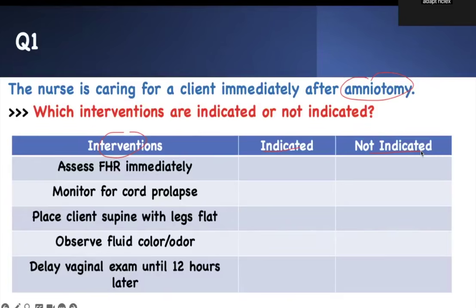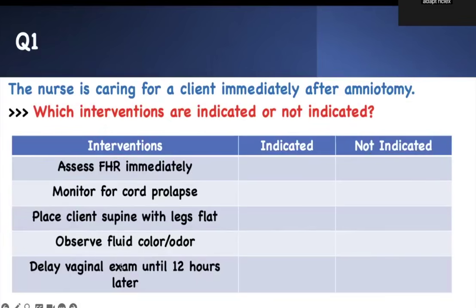The concept is that every time you break the water, the cord may prolapse. If it prolapses, what do you think? That is the first keyword to answer the question. Should you assess fetal heart rate immediately? Should you monitor for cord prolapse? Should you place the client in the supine position with the legs flat? Do you observe the color of the amniotic fluid? Should you delay vaginal exam until 12 hours later? What do you think? This is what the concept is about.